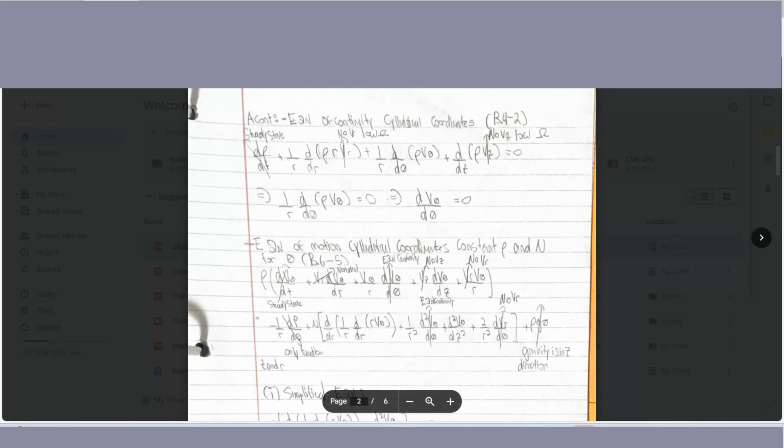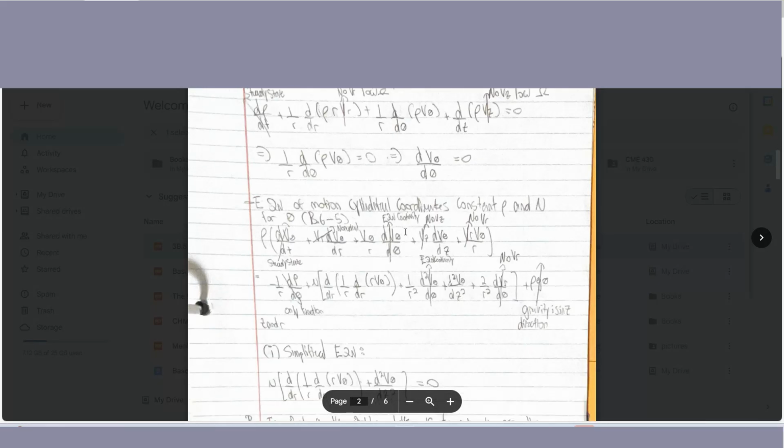So dv theta dt, canceling that out because it's steady state; canceling out v_r because there's no velocity in the radial direction; canceling out dv theta d theta because of the fact we got from the equation of continuity. No v_z because that's what the problem said. No v_r because that's what the problem said.